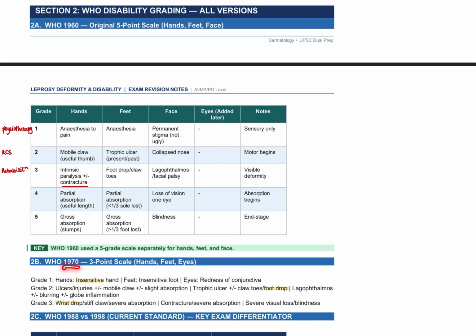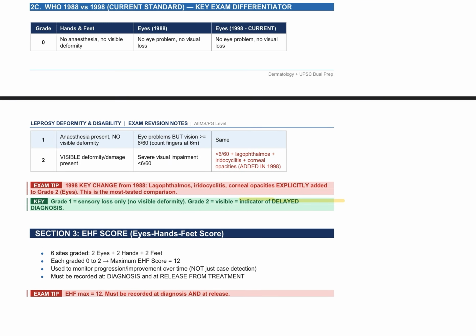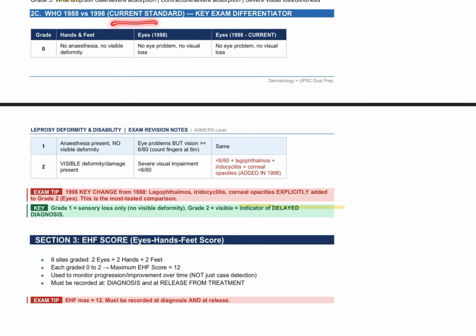Then in 1970, there was one 3-point scale for hands, feet, and eyes. In this, grade 1 was loss of sensation. After that, grade 2 and grade 3 were not described clearly, because foot drop is there in grade 2 and wrist drop in grade 3, but both require reconstruction surgery. So finally, in 1998, the current standard came, which is grade 0 with no anesthesia or no deformity.